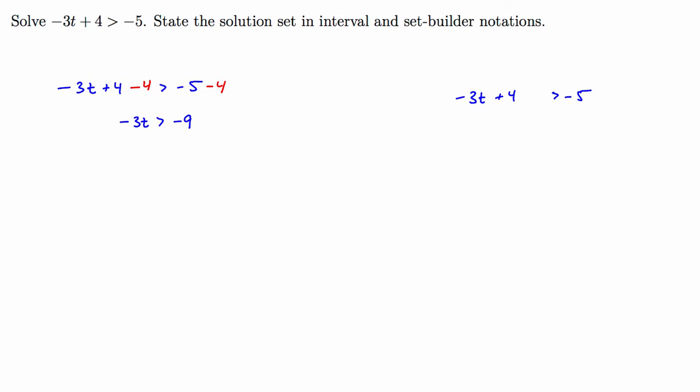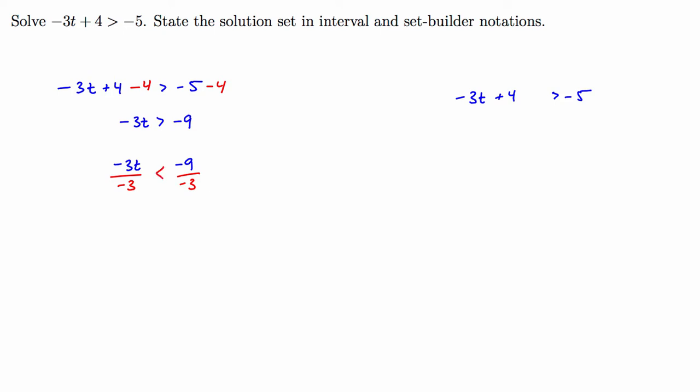To now eliminate the coefficient on the variable, to cancel out the fact that I'm multiplying by negative 3, I will divide each side of the inequality by negative 3. This is the one substantial difference between solving equations and solving inequalities. When you multiply or divide a linear inequality by a negative number, the inequality is reversed.